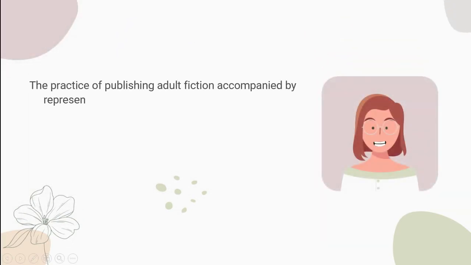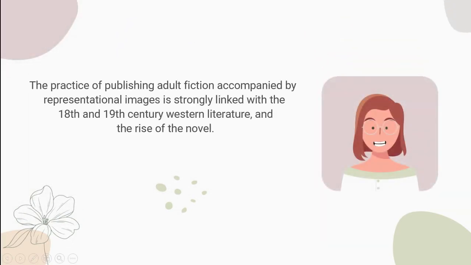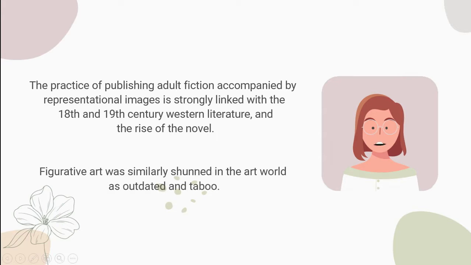The practice of publishing adult fiction accompanied by representational images is strongly linked with the 18th and 19th century Western literature and the rise of the novel. Of course, trends in both book publishing and visual art shifted in the 20th century, and the practice of publishing visual representations alongside text in adult literature saw a major decline, and book illustration becomes increasingly associated with children's literature and lowbrow or popular writing. At the same time, figurative art was similarly shunned in the art world as outdated and taboo.